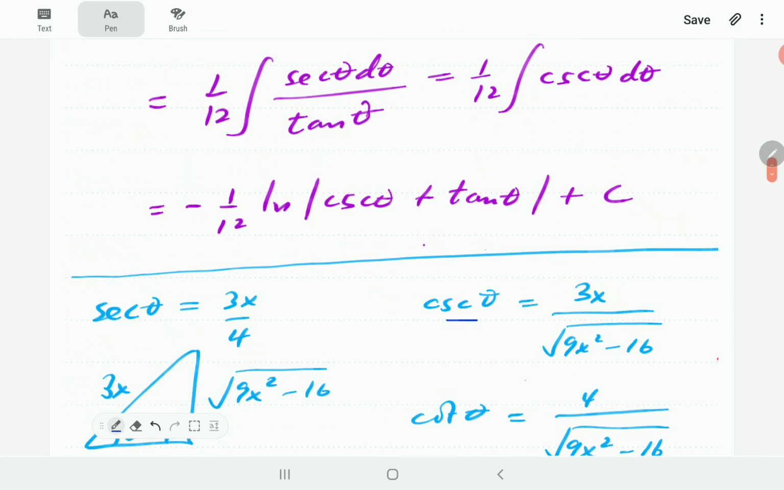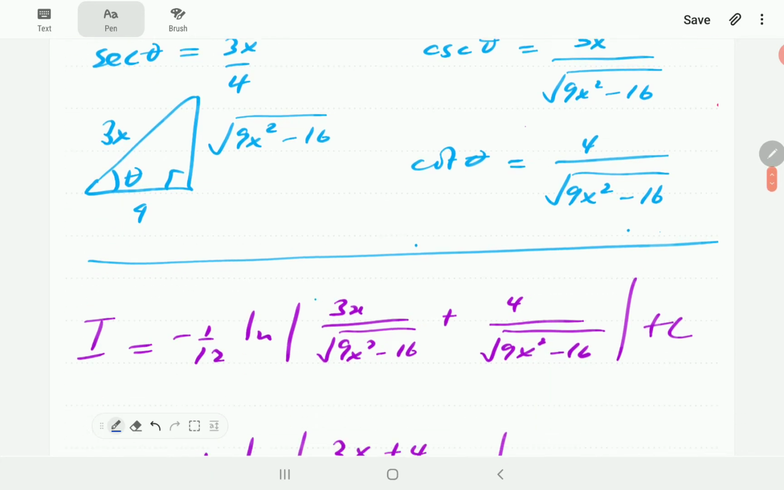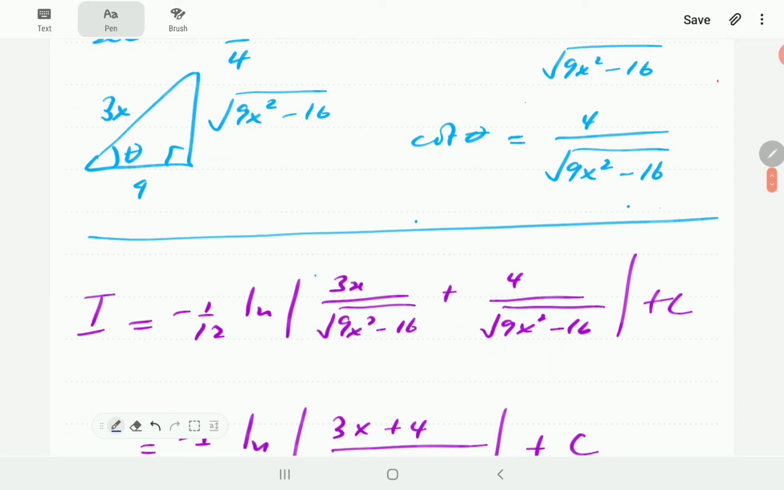We need cosecant and cotangent. Sorry, this should be cotangent. So cosecant is going to be 3x over opposite. Cotangent is going to be 4 over opposite. And then we plug these here.